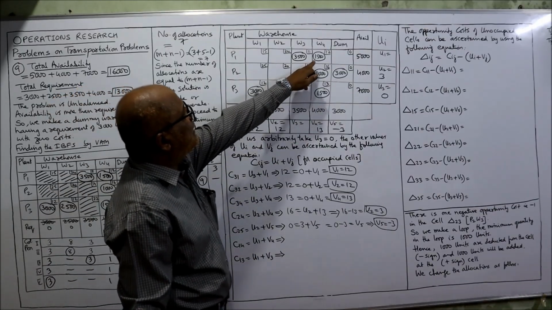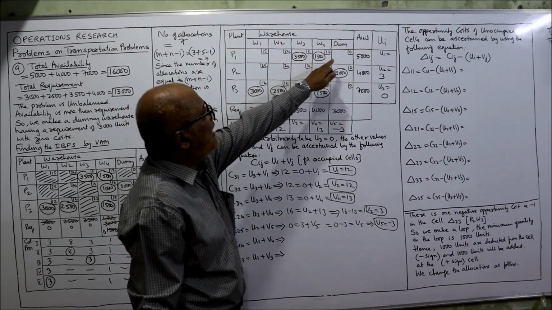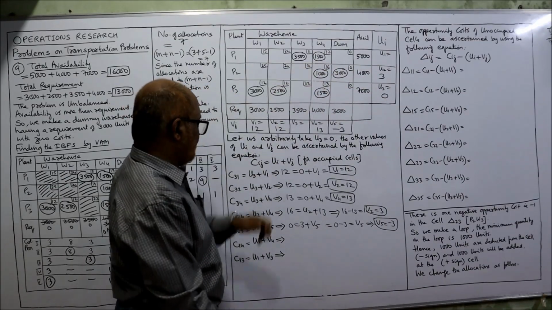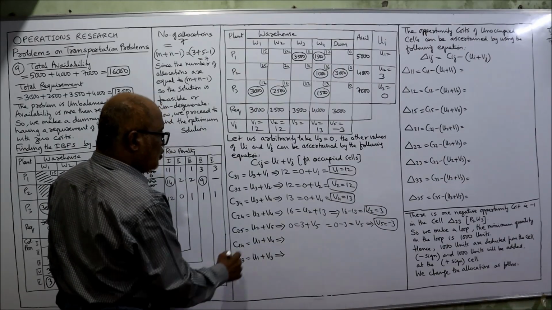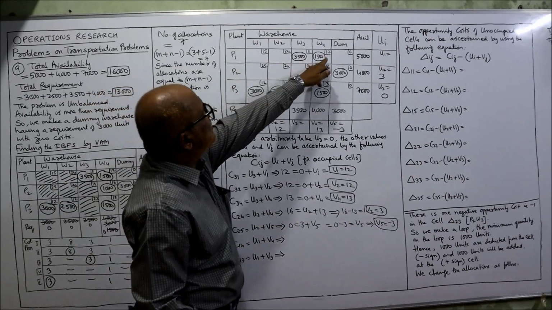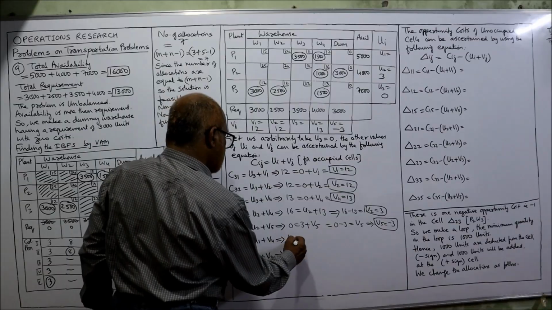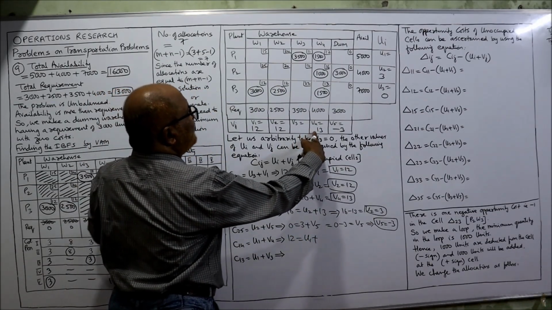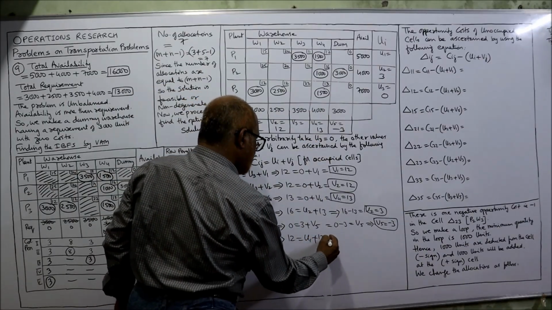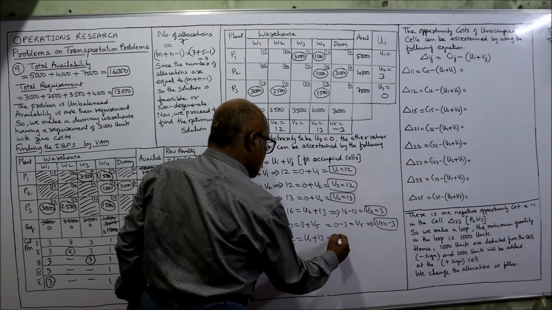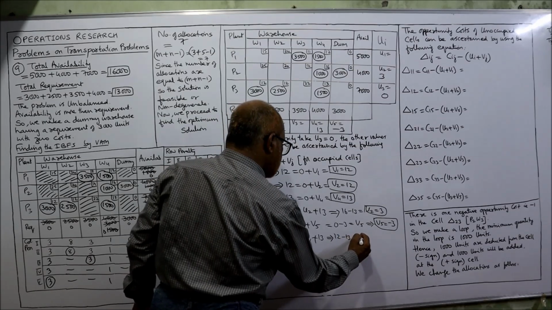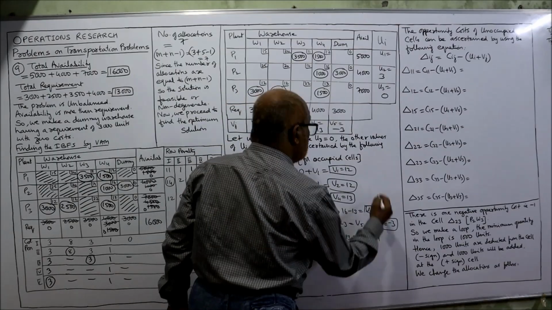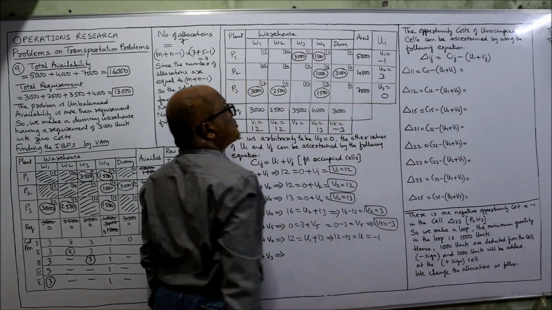Now I am going up to this cell. By using this cell, I can find out U1. What is the location of this cell? It is 1, 4. So C14 is equal to U1 plus V4. So 1, 4 it is 12. So 12 is equal to U1 plus V4. V4 is 13. So I can take 12 minus 13 is equal to U1. So 12 minus 13 is minus 1. So U1 is equal to minus 1.